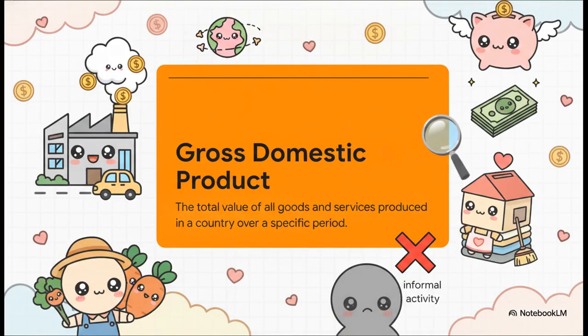So, how do we actually know if all of this global activity is, well, working? We need to look at the official economic scoreboard. The ultimate metric here is GDP, or gross domestic product. It measures the total value of all goods and services produced inside a country's borders over a specific period. But it is super important to remember that GDP measures production, not wealth. It only counts official economic activity. It completely ignores informal activity or the massive amount of unpaid work happening in households every single day.